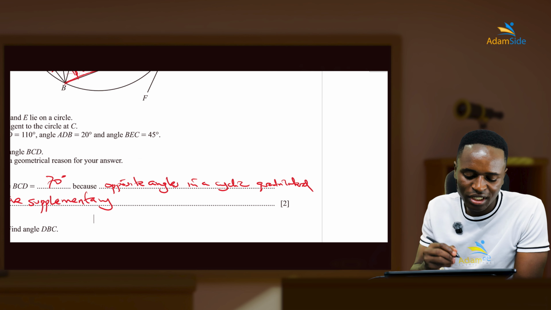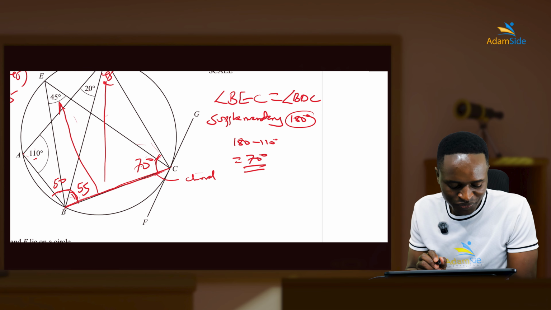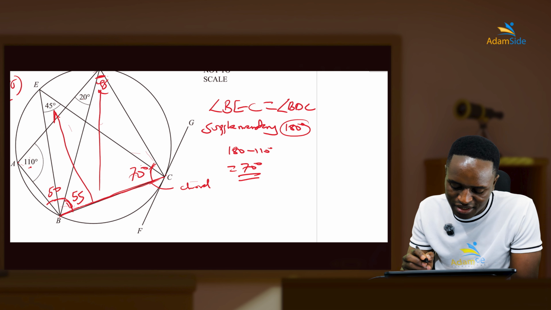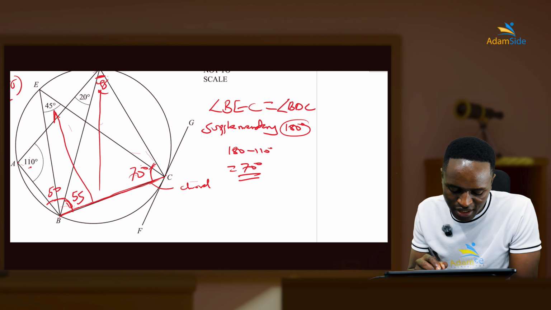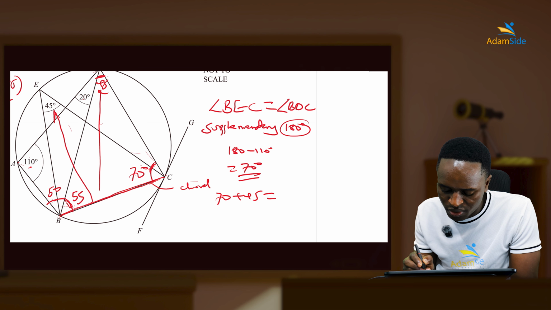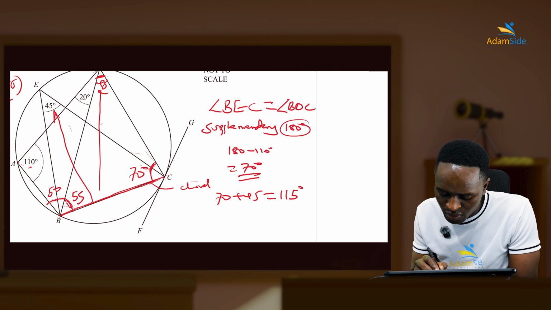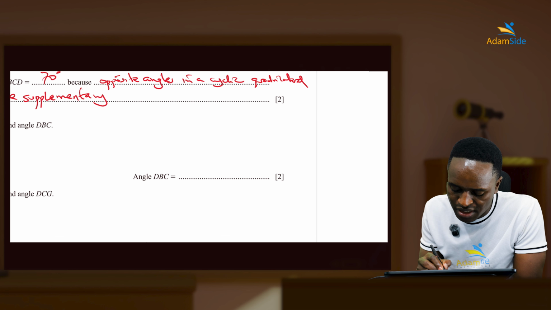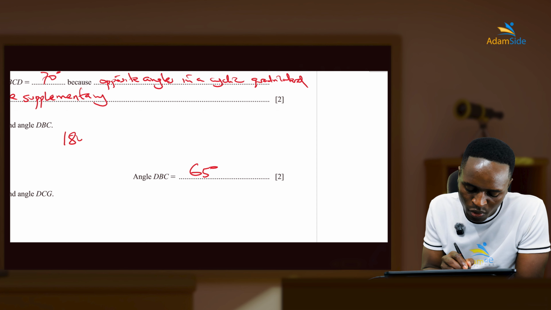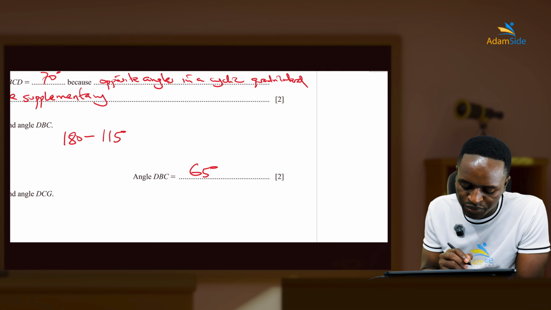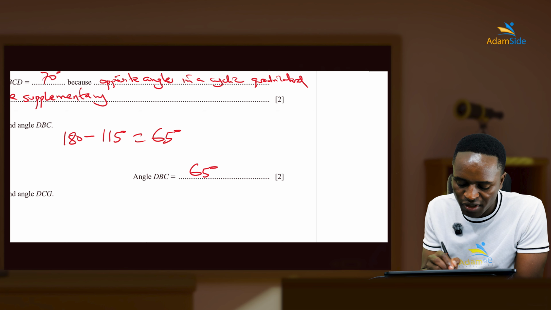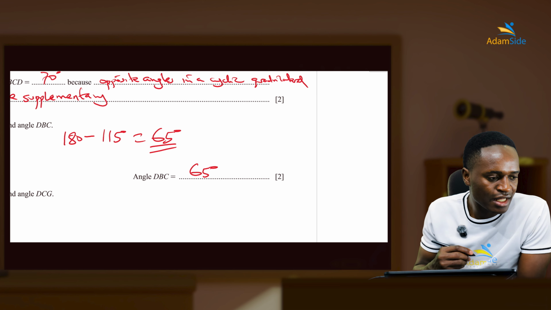Find angle DBC. Okay, we go to the diagram. Very simple. To get angle DBC, we have 70 plus 45. What do you get in that case? 115. And then if it's 115, you say 180 minus 115 degrees. You get 65. So angle DBC is equal to 65 degrees, because the sum of angles in a triangle is equal to 180 degrees.